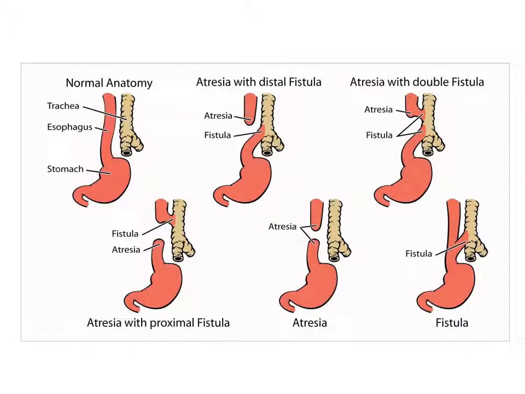So here we have that picture again of the different types of esophageal atresia and tracheoesophageal atresia, and you can see how these will really create a huge aspiration risk.